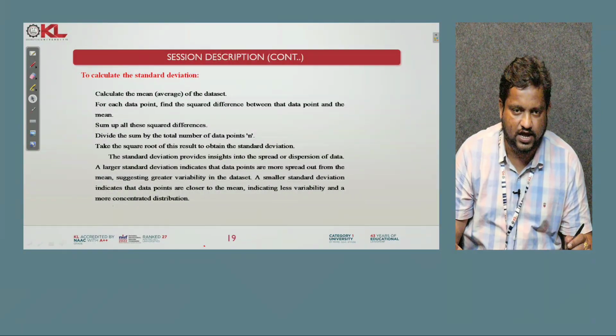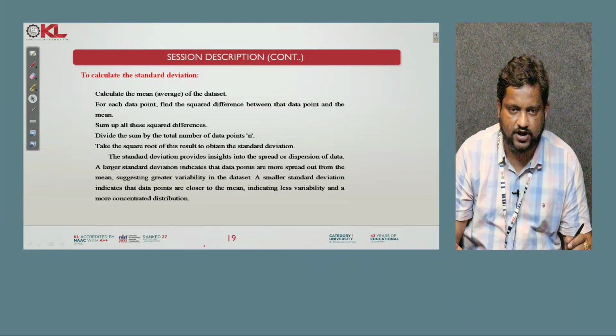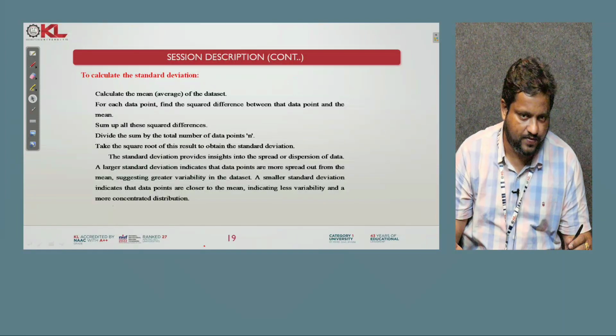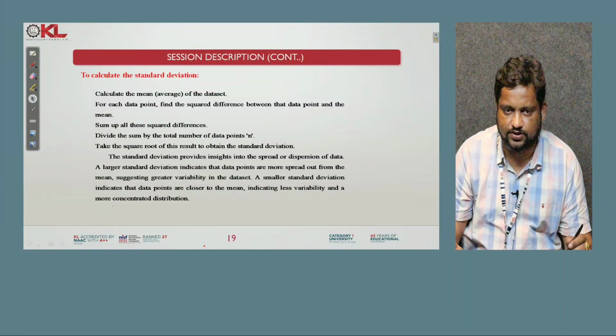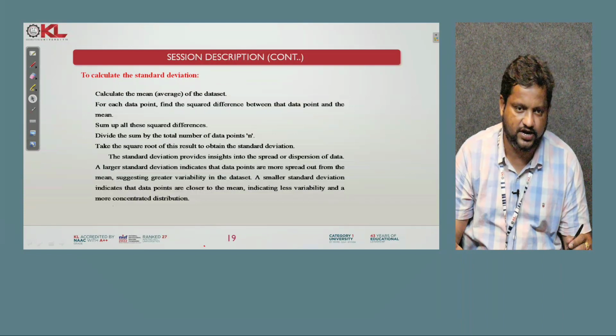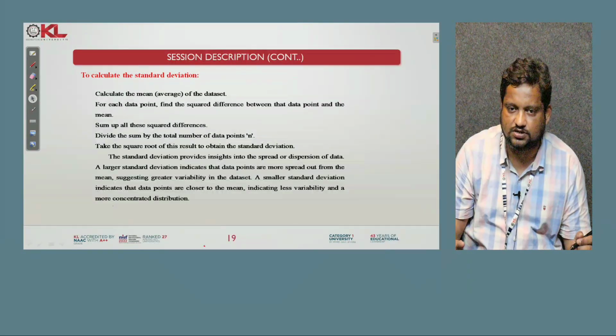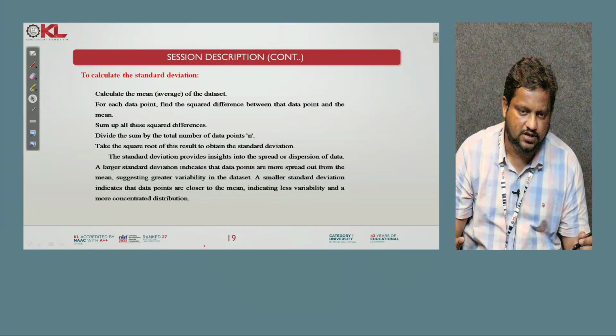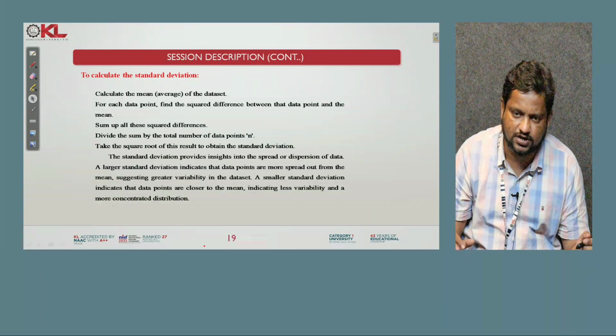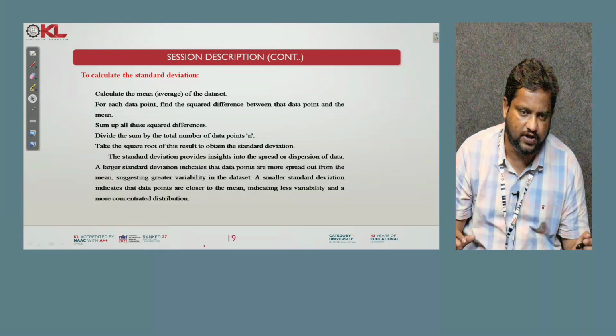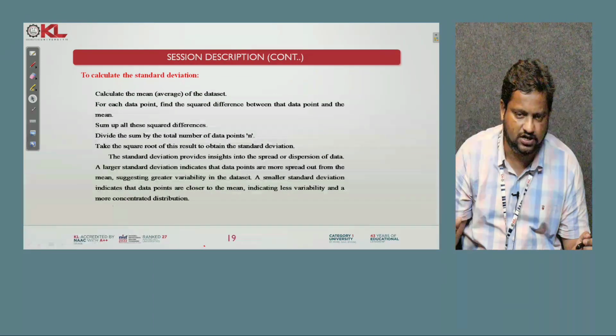First, we need to calculate the average of the data set. For each data point, find the square differences between the data point and the mean. Sum up all these square differences and divide by the total number of instances in that particular data set. Then take the square root of this result to obtain the standard deviation. So standard deviation provides insight into the spread or dispersion of the data set. As I mentioned, a larger standard deviation indicates that data points are more spread out from the mean, suggesting greater variability in the data set.